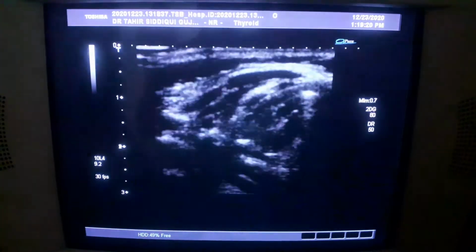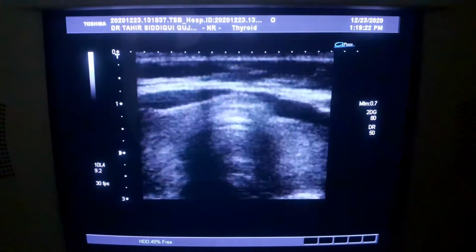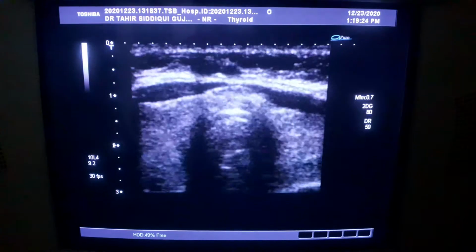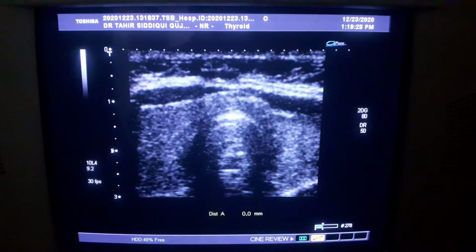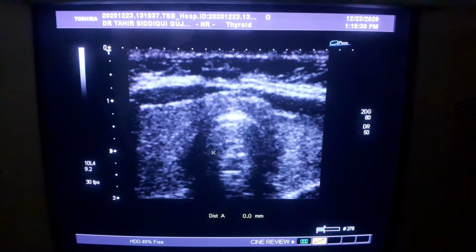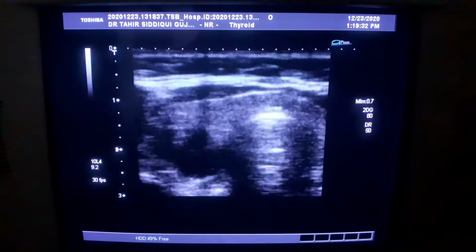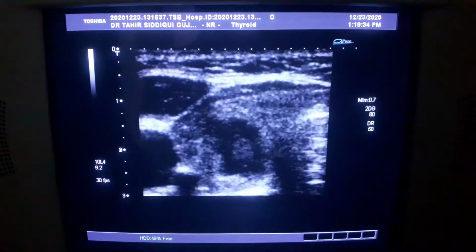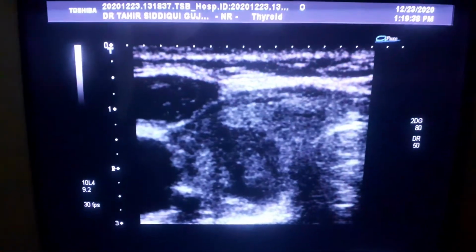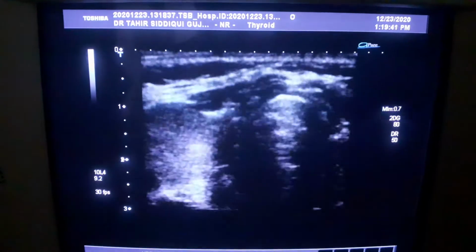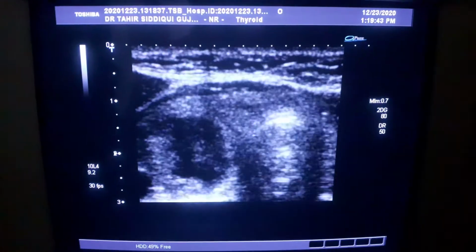Now this is the right lobe in transverse section. This was the left one, and this is the isthmus. This is the cartilage, and here is the lobe, in which we can see that there is a cystic nodule. This one.